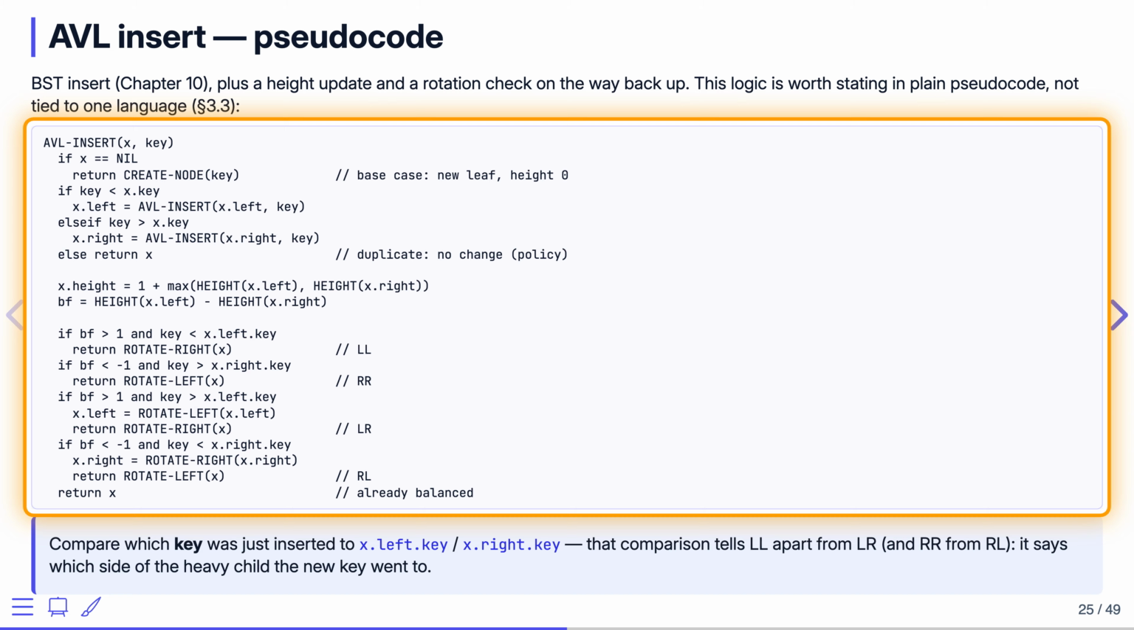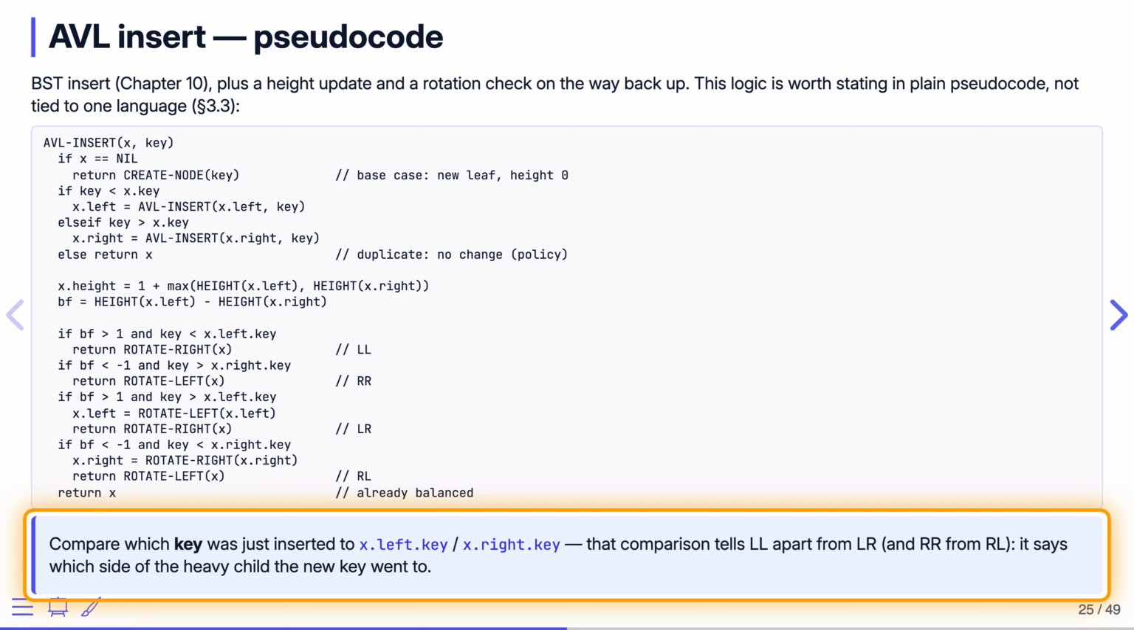Then 4 checks pick the rotation. If the balance factor is greater than 1 and the key went left of the left child, that is LL, so rotate right. If it is less than -1 and the key went right of the right child, that is RR, so rotate left. The other two mixed cases are LR and RL, each a double rotation. If none fire, X is already balanced.